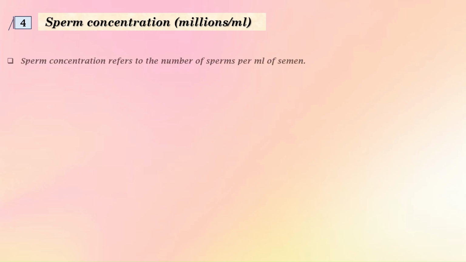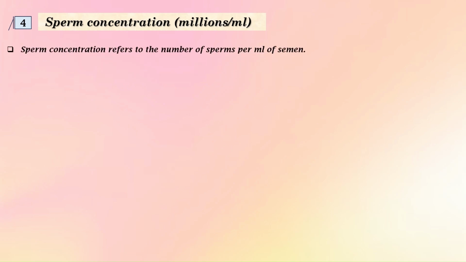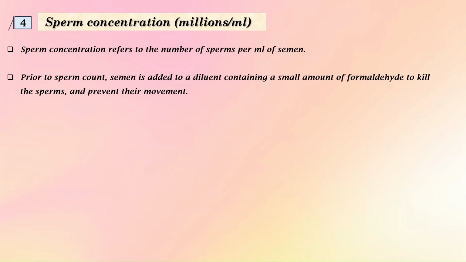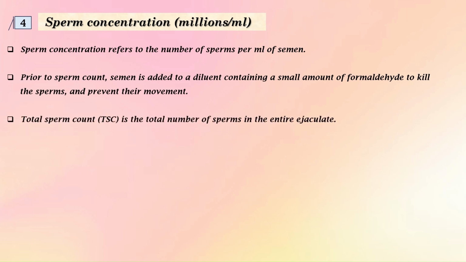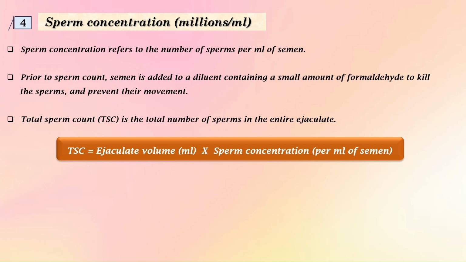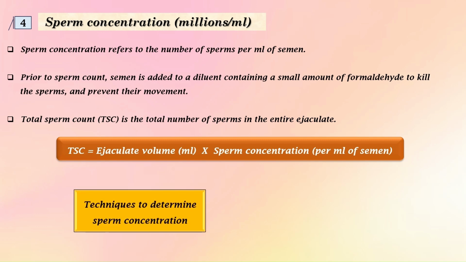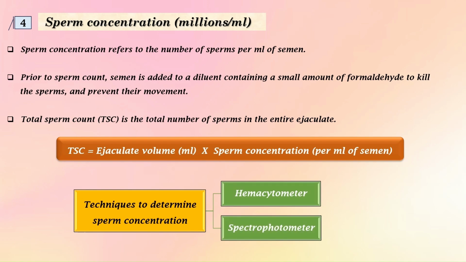The fourth factor is sperm concentration. It refers to the number of sperms per ml of semen. Prior to sperm count, semen is added to a diluent containing a small amount of formaldehyde to kill the sperms and prevent the sperm movement. Total sperm count, abbreviated as TSC, is the total number of sperms in the entire ejaculate. Total sperm count is expressed as the product of ejaculate volume and sperm concentration per ml of semen. The two common techniques to determine the sperm concentration are hemocytometer and spectrophotometer.